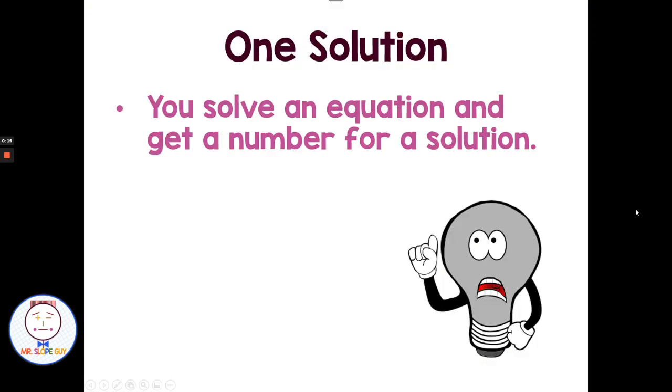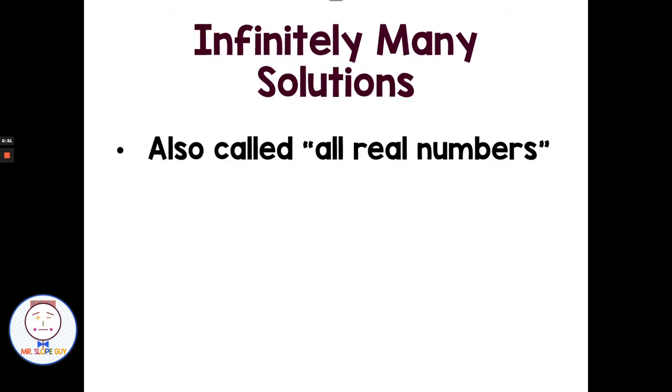So how do we tell how many solutions we have? Well, we have one solution if you can solve an equation and you get a number for an answer. Like you solve and you get x is 2 or y is negative 10, you actually get a number answer, then you have one solution.